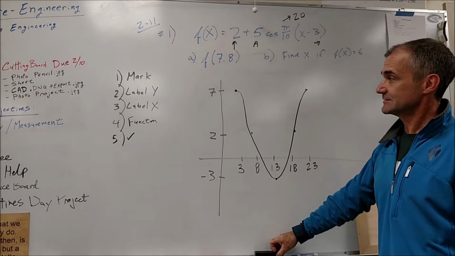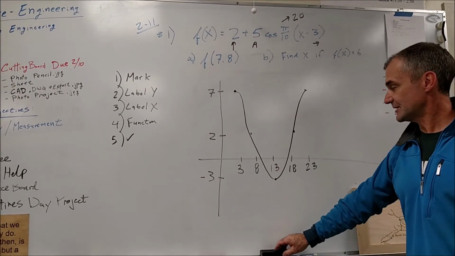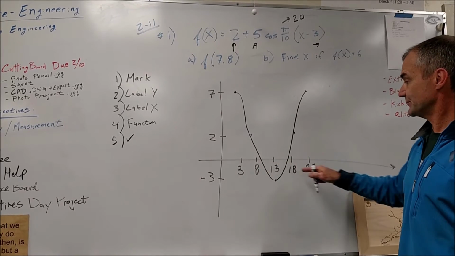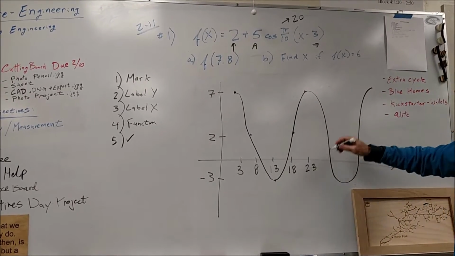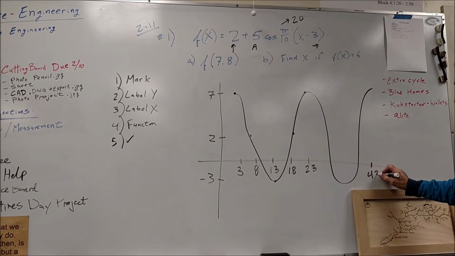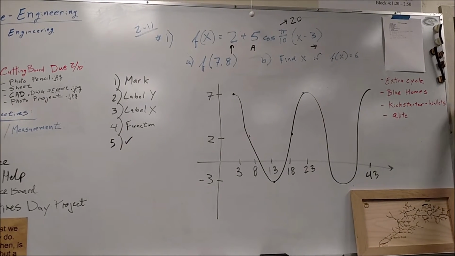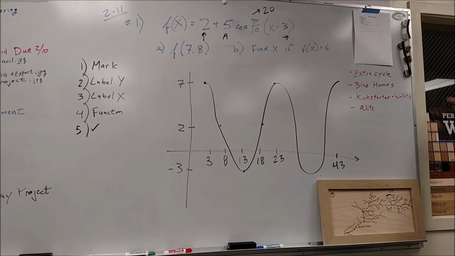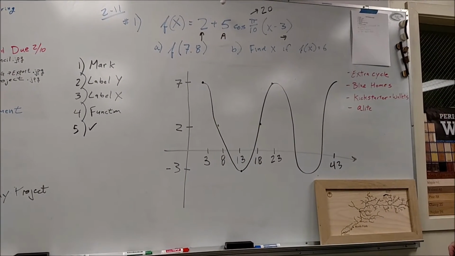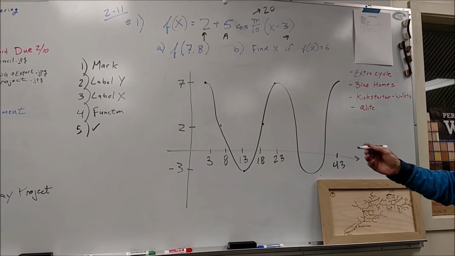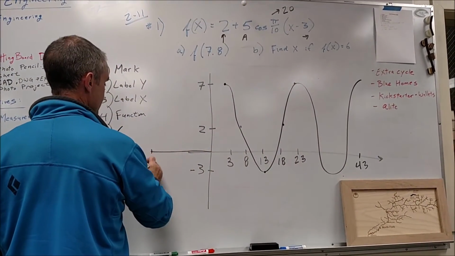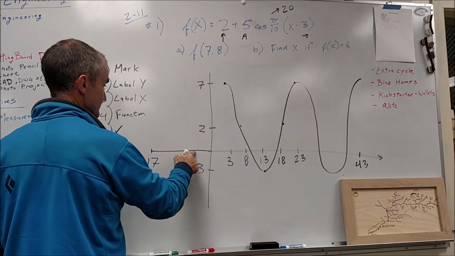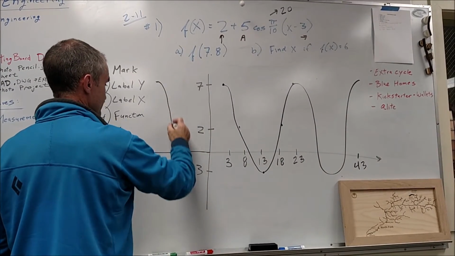So I'm sure my graph is correct. It cycles between 3 and 23. It'll do another cycle between 23 and 43, between 43 and 63, between 63 and 83. It's infinite in both directions. It'll also do a cycle between 3 and -17. So it'll do another cycle here.